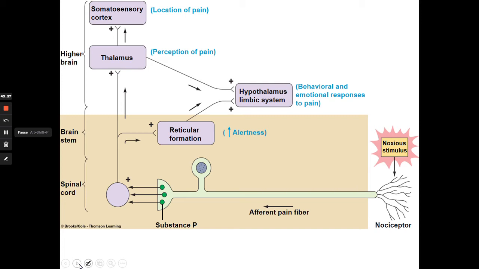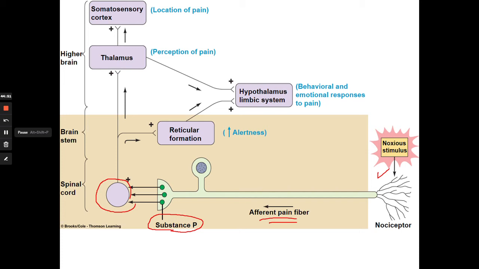Now, this is also the same thing, how it works. Look here at the painful stimuli. They stimulate the free nerve endings. They run through the afferent pain fiber. In the spinal cord here, the afferent pain fiber releases substance P, a neuropeptide. As a neuropeptide, substance P causes prolongation of the stimulation. Substance P stimulates, in the spinal cord, the pain conducting fibers that ascend upward through their pathway.